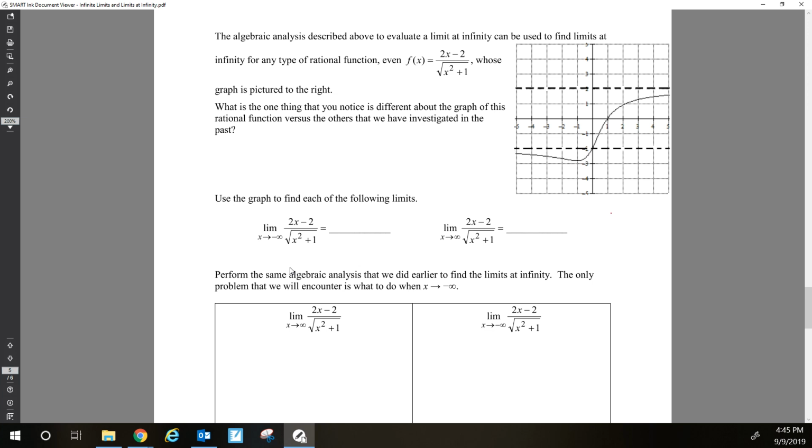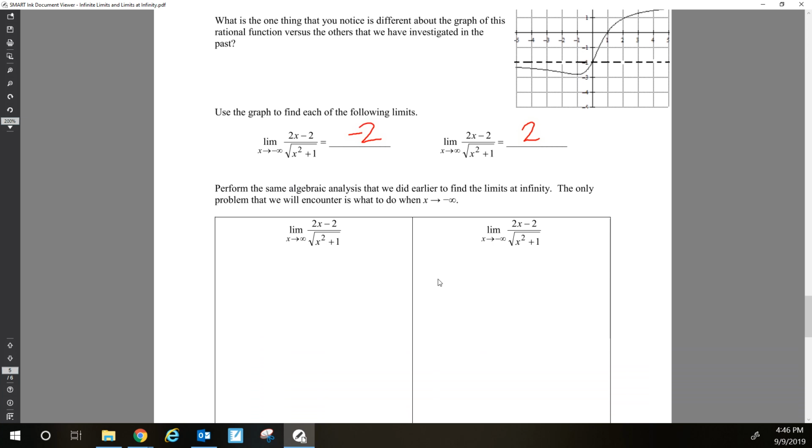But if we look at this graph in front of us, as x approaches negative infinity, where's this graph going to? -2. And as x approaches positive infinity, where is this graph going to? That other asymptote up there, which is at 2. And so we're going to talk about how we can find this using that same kind of algebraic analysis that we did, where we divide by the leading or the biggest term in our denominator.